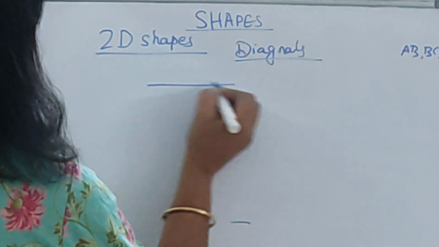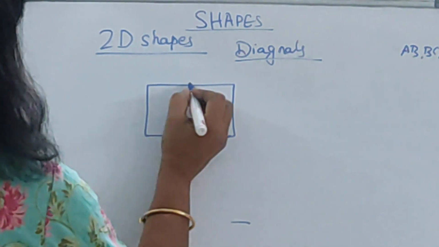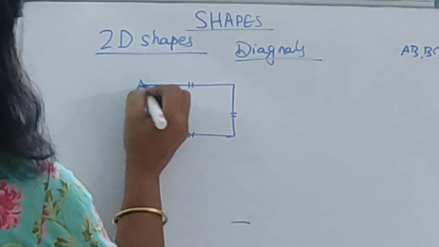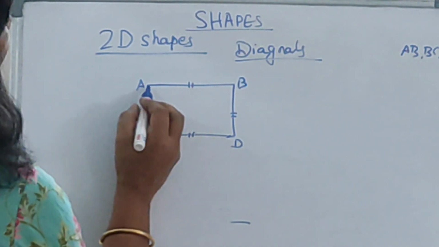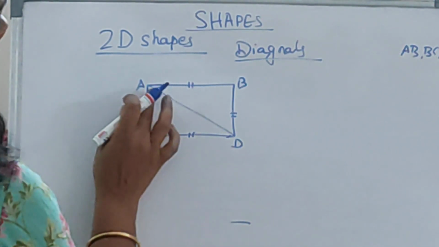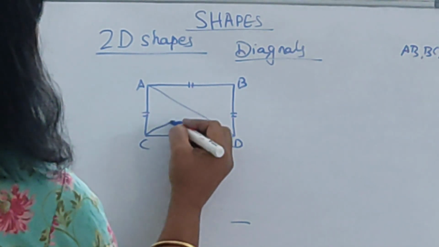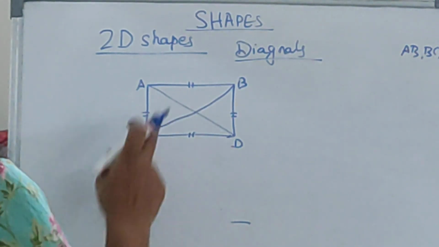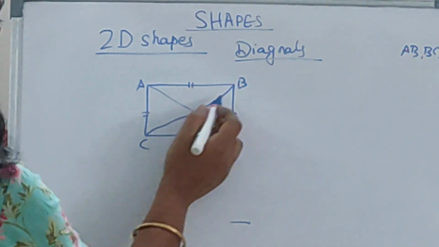See, first make a rectangle. Now we know these are the sides of a rectangle. We know how to name it also. Now we will draw a slanting line. We are drawing a slanting line. It's A to D, and we will draw one more slanting line, that is C to B. So how many diagonals are there? One line and two lines. So these are the slanting lines.